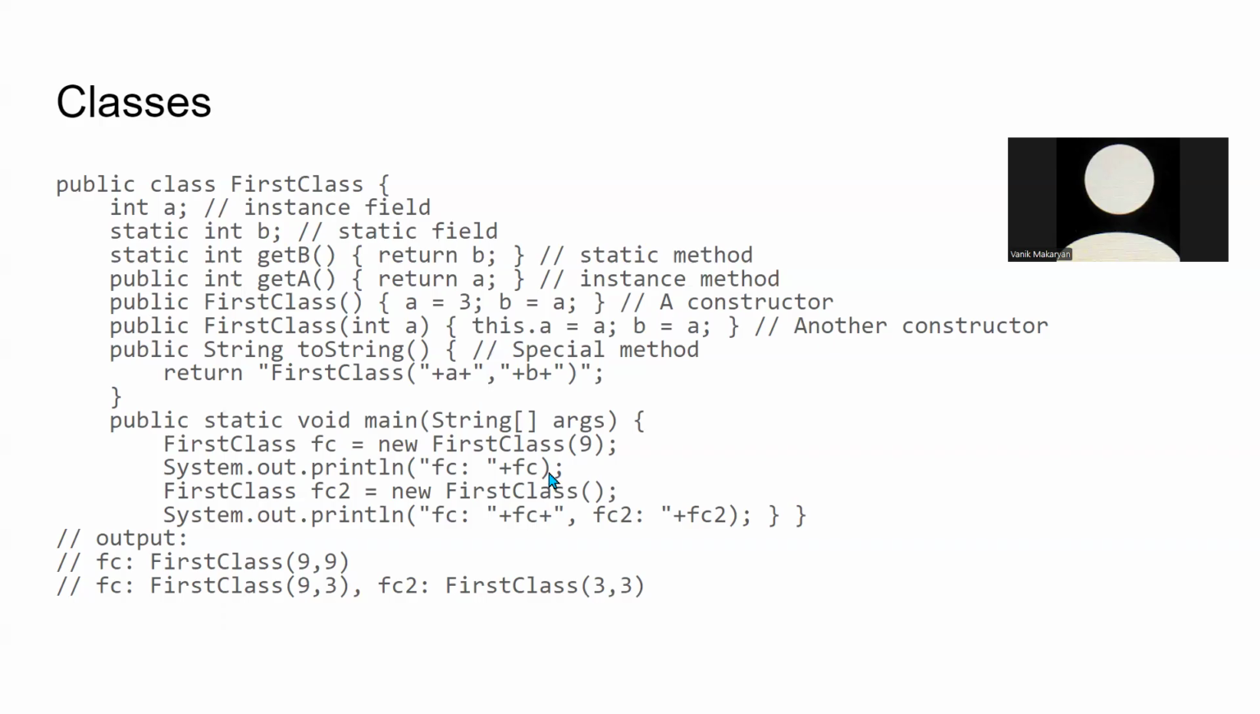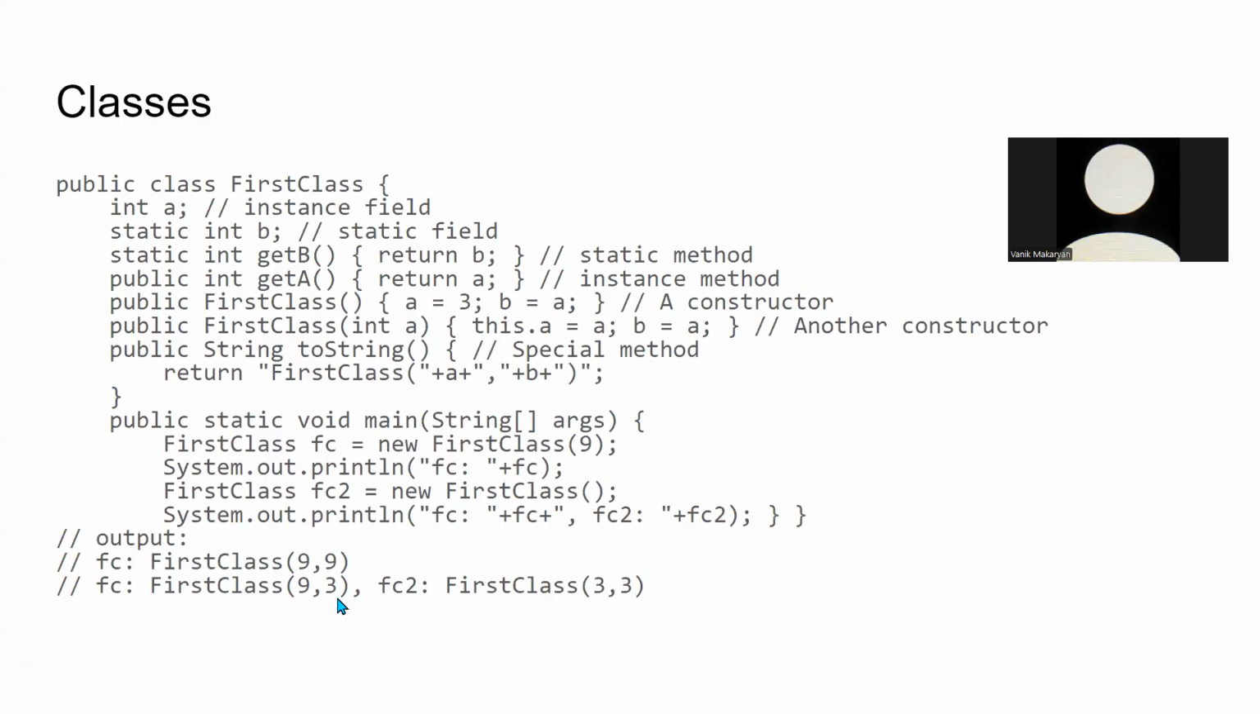Now I'm going to declare another variable called FC2, and I'm going to use the no argument constructor. And then I'm going to print out both of them. Now, I want you to pay attention to what the output shows you. The first time when I printed out FC, I got 9 comma 9. But the second time I printed it out, I got 9 comma 3.